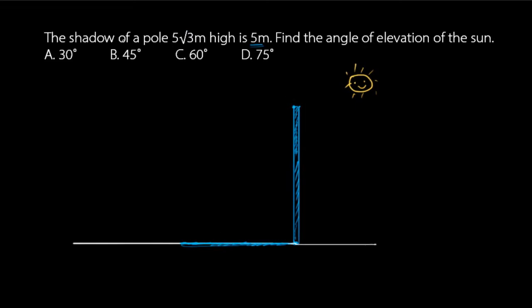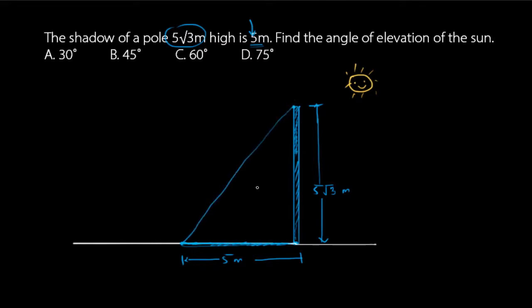Now according to the question, we've been told that the pole is of length 5 square root of 3 meters. That is from here down to here is 5 square root of 3 meters. And then we've also been told that the shadow of the pole is, sorry, is 5 meters. So that is from here to this place here is 5 meters. So now from this point, let me join this point to the point we have here. So this is what we have. We have something like this.